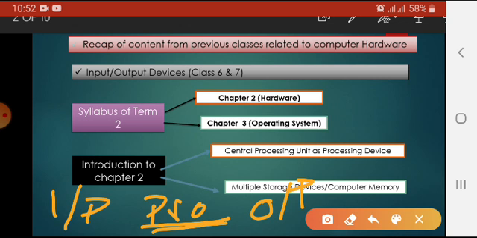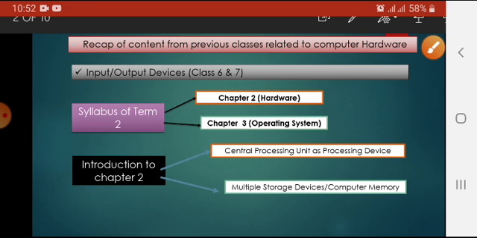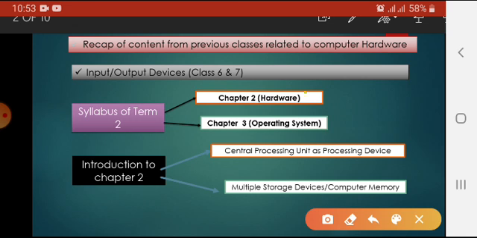So in class 6th, we have studied about these input and output devices, and in class 8th, we are going to study about this processing device. So in second term, we will cover chapter number 2, which is about hardware. Today we are going to start this chapter, and we will also study chapter number 3, which is operating system.